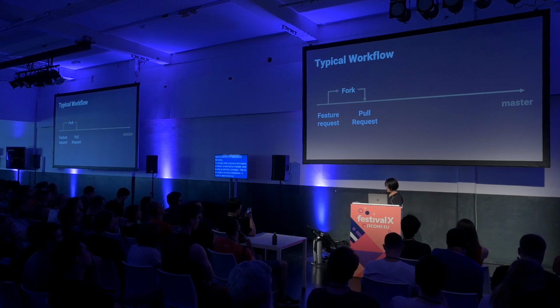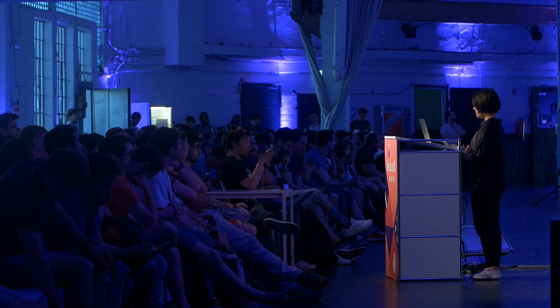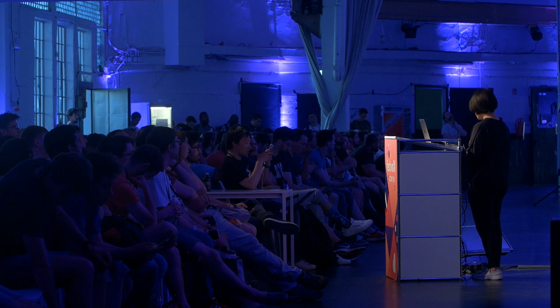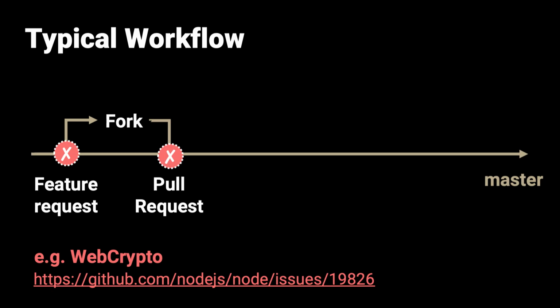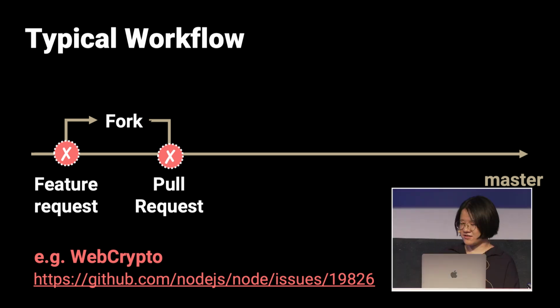Typically, they would create a fork, either as a personal fork or as a fork under the Node organization, and they will hack together an initial implementation, then send a pull request back to the main repository against the master branch. At these stages, there may be objections coming from collaborators or the community. Sometimes the proposal just gets stalled and closed. For example, this is the current status of the feature request for web crypto.